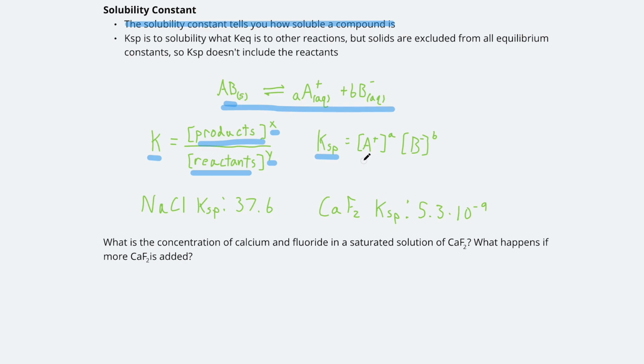So whenever, let's say, AB is dissolving into the two ions A plus and B minus, when you multiply their concentrations, once those concentrations multiplied together reach the KSP number, no more of the compound AB will be able to dissolve.